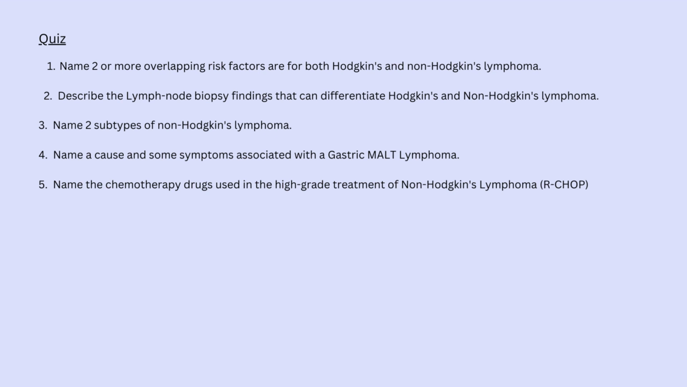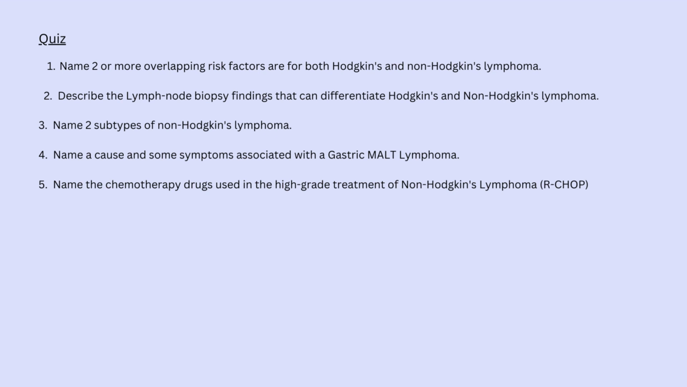2. Describe the lymph node biopsy findings that differentiate Hodgkin's and non-Hodgkin's lymphoma. As we went through before, the presence of Reed-Sternberg cells is a defining characteristic of Hodgkin's lymphoma, and it won't be present in non-Hodgkin's lymphoma. 3. Two subtypes of non-Hodgkin's lymphoma include Burkitt's lymphoma, which is described to have a starry sky appearance on a biopsy, and MALT lymphoma, which has a gastric presentation.